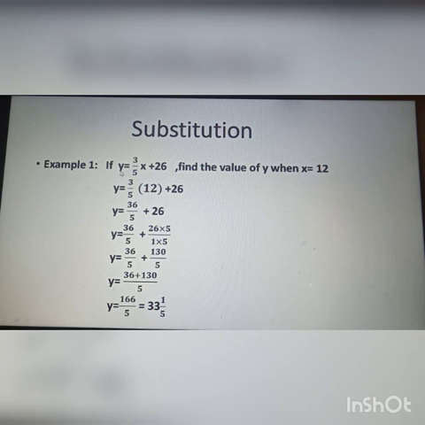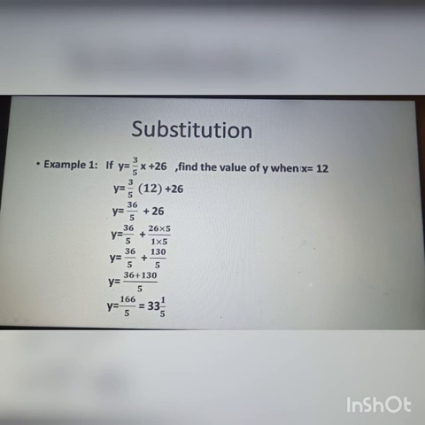So this is the question given to you. y is equal to 3 by 5 x plus 26. This is an equation given. Now they are asking you to find the value of y when x is equal to 12. So while working with substitution, one variable will be unknown, that is y, and the value for the other variable will be given. Here x is equal to 12.